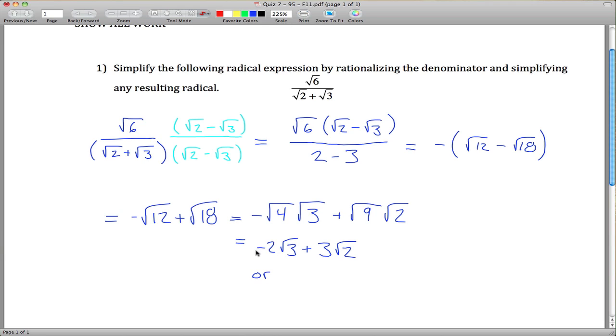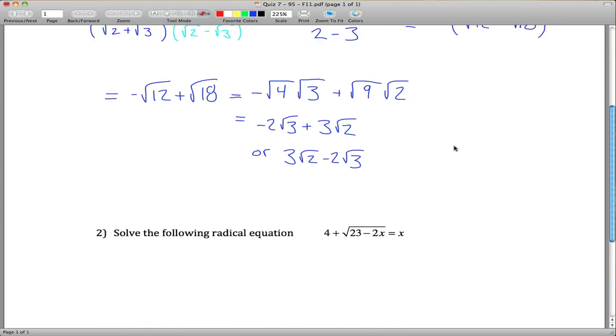Or a lot of times I don't like the negative out in front. I'd rather than a negative plus a positive, I think about it as 3 root 2 minus 2 root 3. But either way is totally fine. All right, number 2.